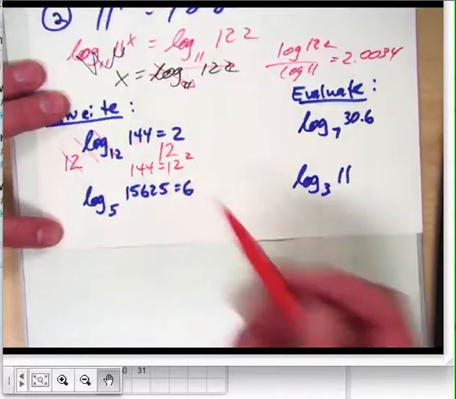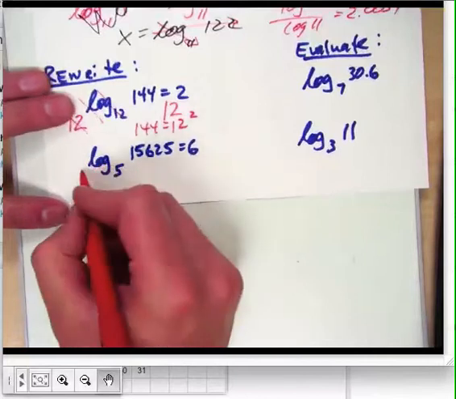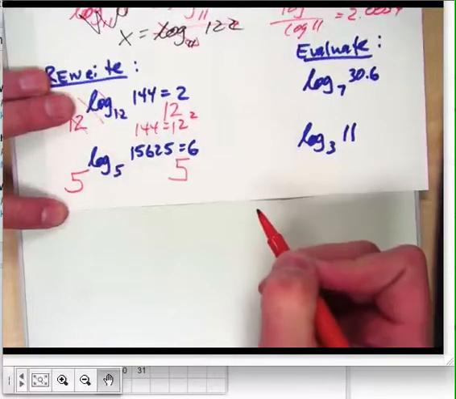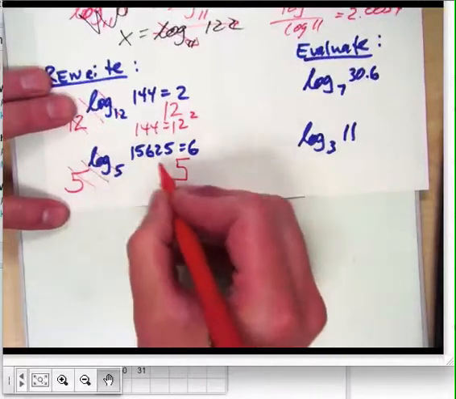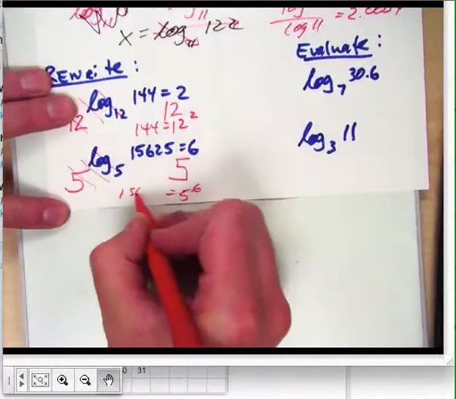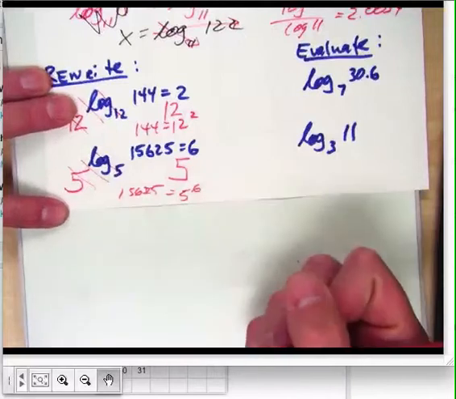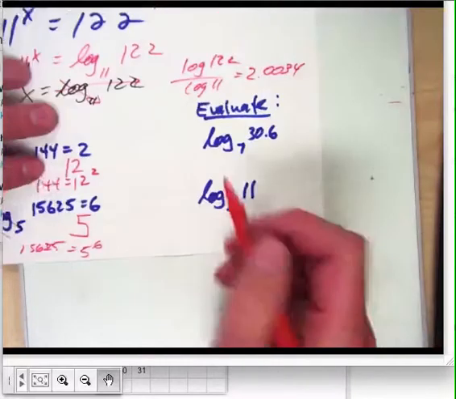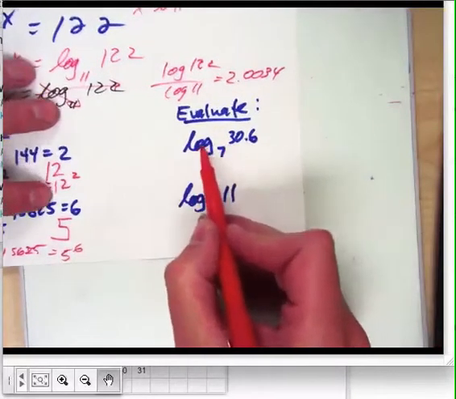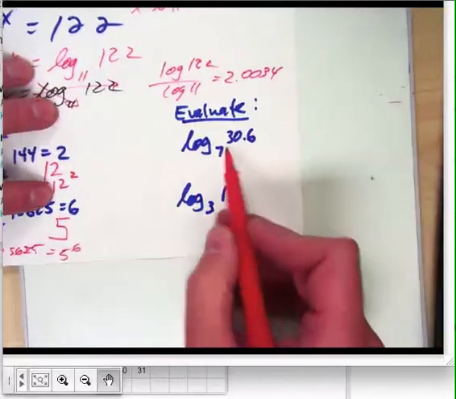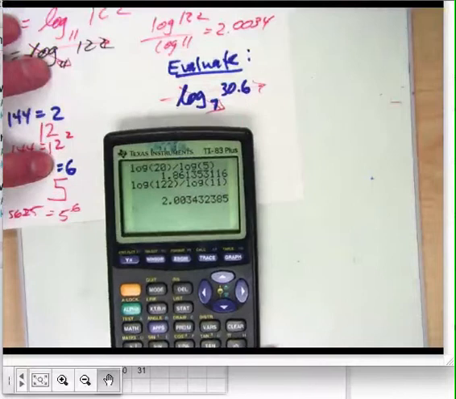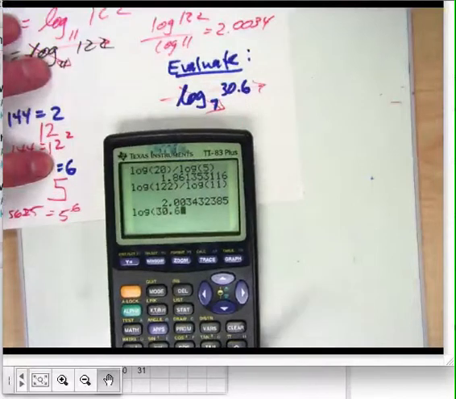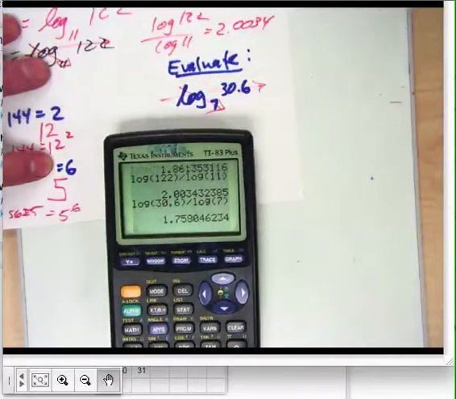Well, you know that. Another one is, if I have log base 5, I can do exponential base 5 on both sides. You're putting an exponential base 5 on both sides. Those cancel, and I end up with 5 to the 6th power equals 15,625. And that is a true statement. Sometimes they ask you a simple thing like just evaluate log base 7 of 30.6. Well, that's easy. Just take the top divided by the bottom and type that in your calculator. So you just simply type in log of 30.6 divided by log of 7, and you've got the solution, 1.758.